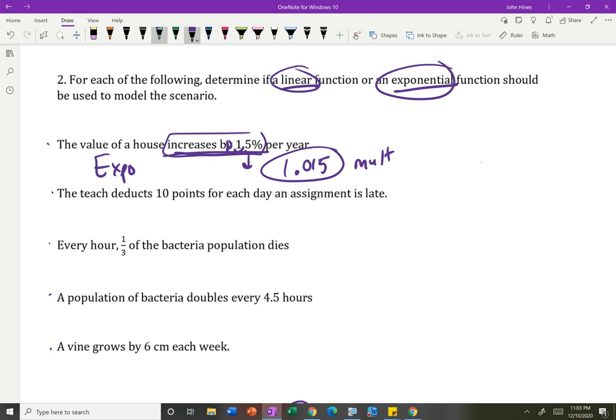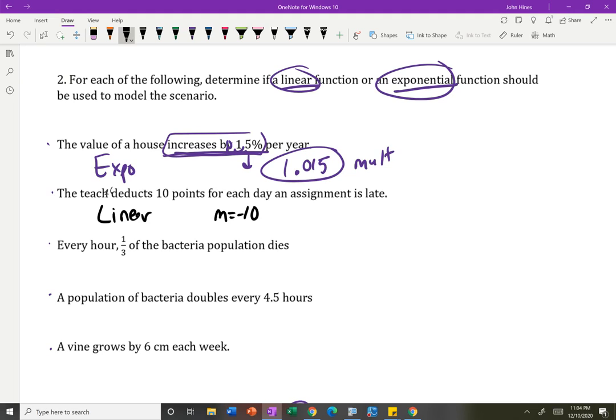All right, the teacher, I have a great typo of mine. The teacher deducts 10 points each day for which an assignment is late. Well, minus 10, minus 10, minus 10, minus 10, that's a linear function with a slope of negative 10. I keep subtracting 10 points each time.